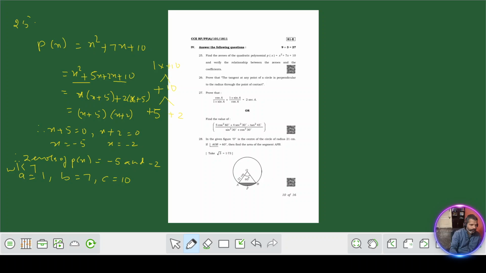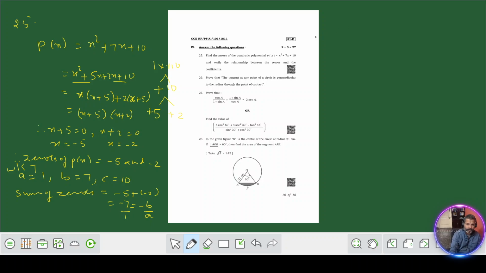So sum of zeros you have to find. What are the zeros? Minus 5 plus minus 2, that is minus 7. So sum of zeros is nothing but minus b by a. See, b is 7, minus b is minus 7. a is 1. So the sum of zeros should be equal to minus b by a. Actually you add the zeros and you should get the value of minus b by a.